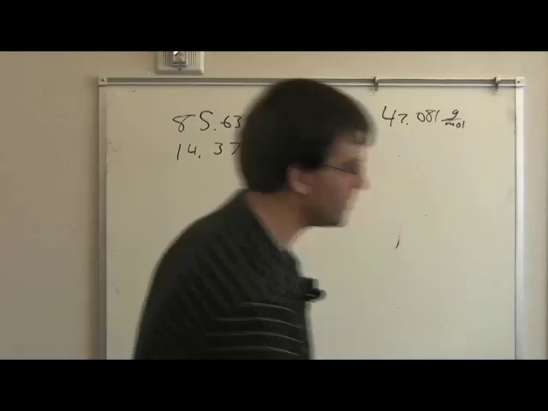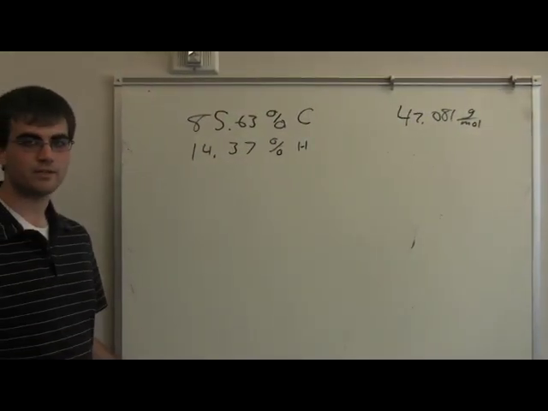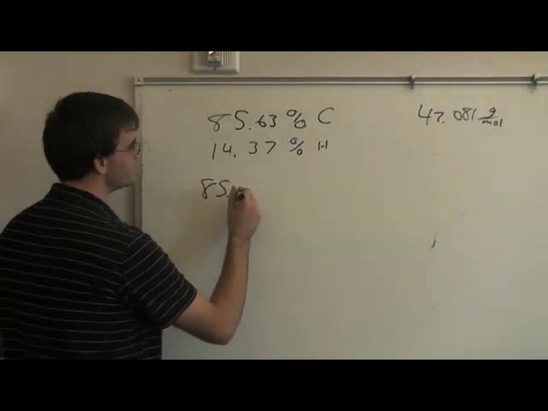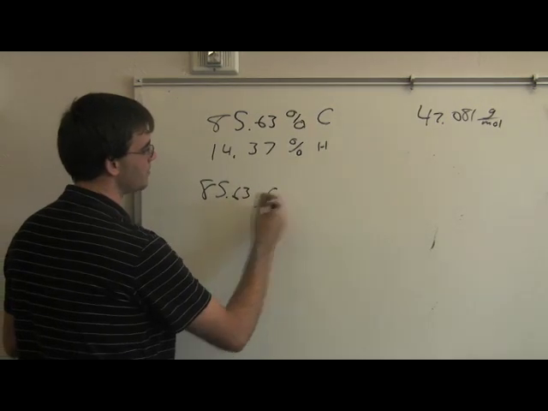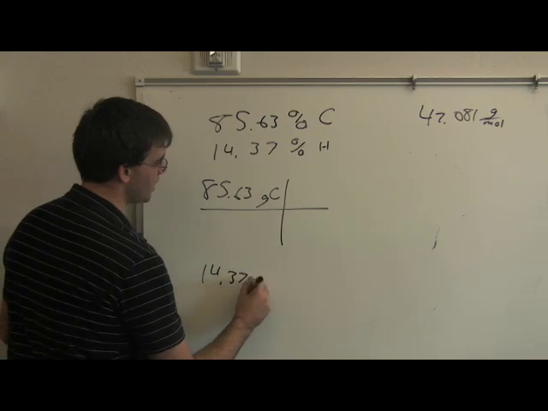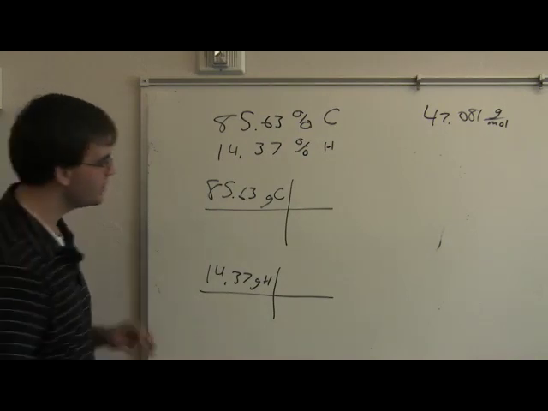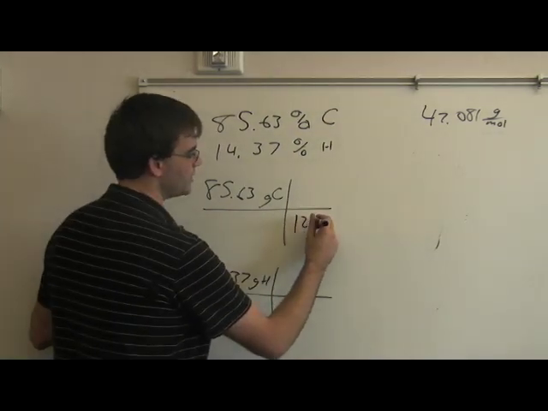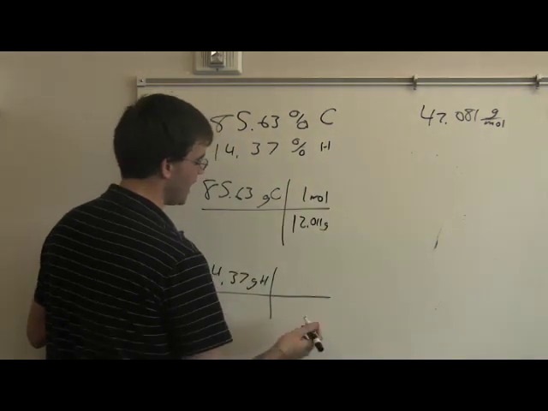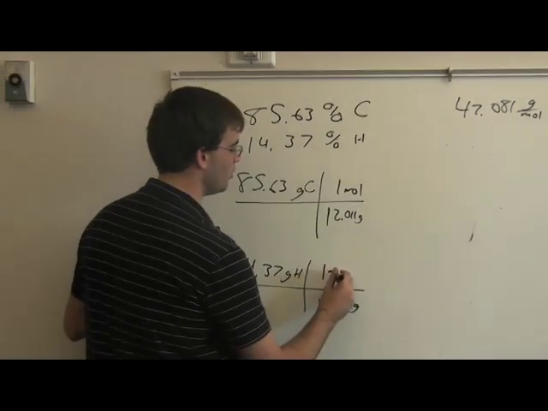Let us start with the empirical formula. To do this, let us assume that there is only 100 grams total. If there is 100 grams, that means that there is 85.63 grams of carbon. There's also 14.37 grams of hydrogen. Using your periodic table, we can find out the conversions. Carbon has a conversion of 12.011 grams for every 1 mole. Hydrogen has 1.008 grams for every 1 mole.